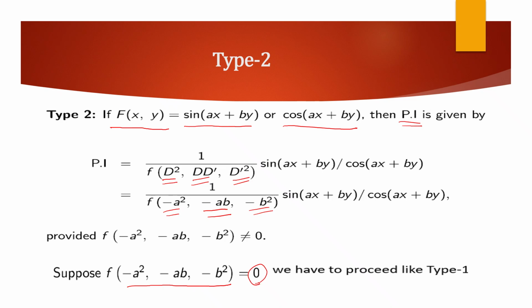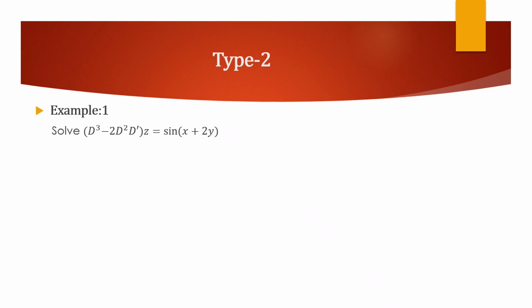Now let us see some examples so that you will be able to easily understand how to solve the type 2 homogeneous linear PDE. This is our first example. Solve d cube minus 2d square into d dash into z is equal to sine of x plus 2y.